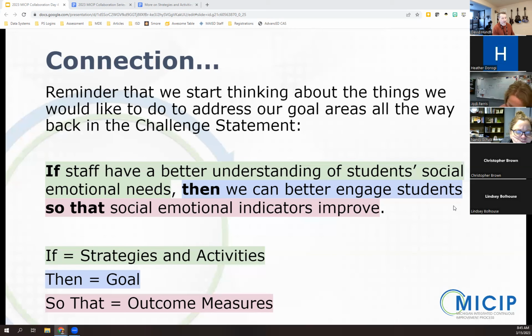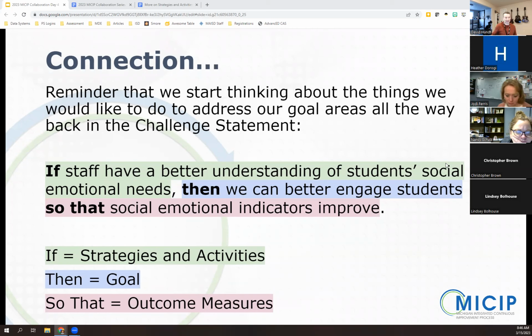And then the outcome measures. In this case, we would be writing our outcome measures around social emotional indicators. So that might be that their behavior improves, or their engagement in the classroom is improved, or their days of suspension go down, things like that, right? So when you're making that challenge statement, it really starts to give you a hint about what you might want to write for your strategies and activities.